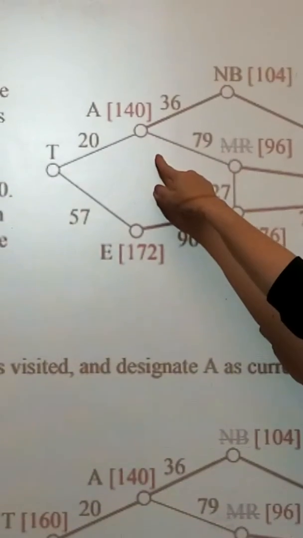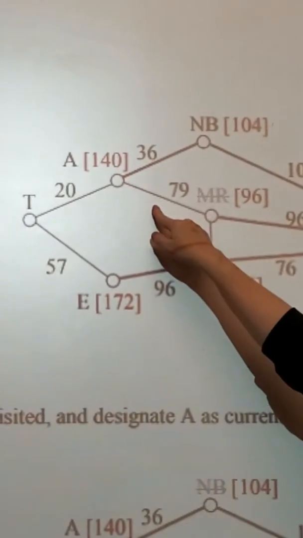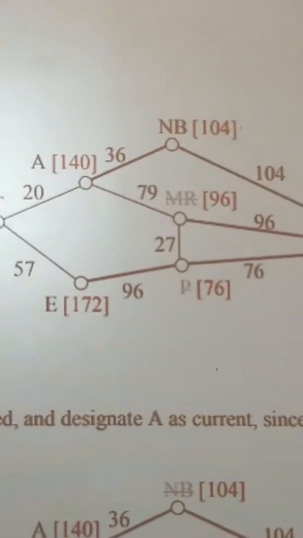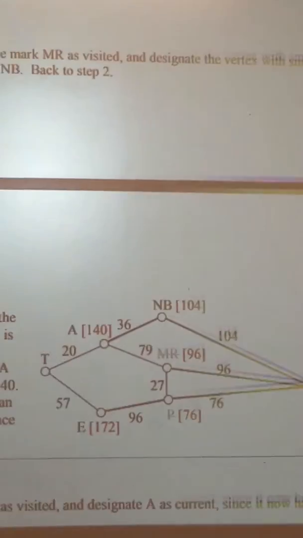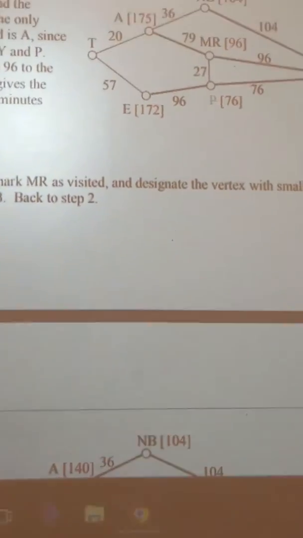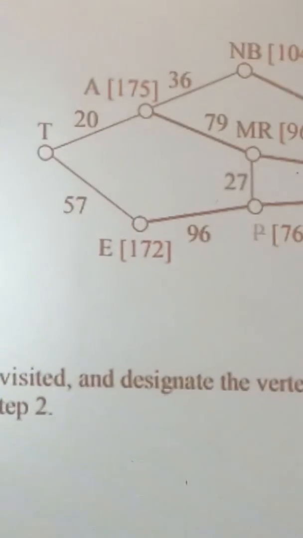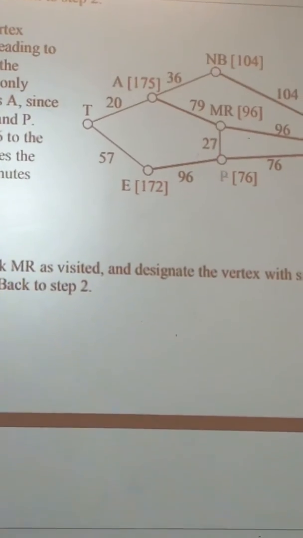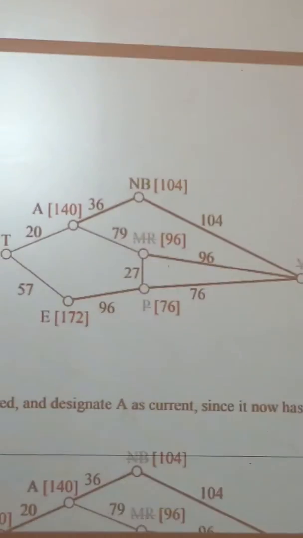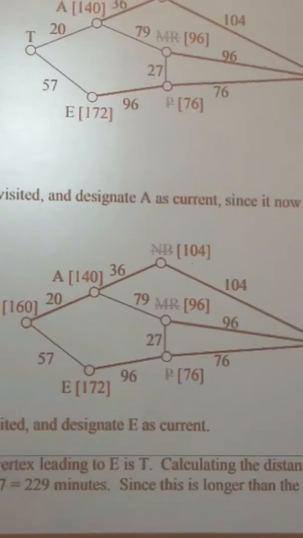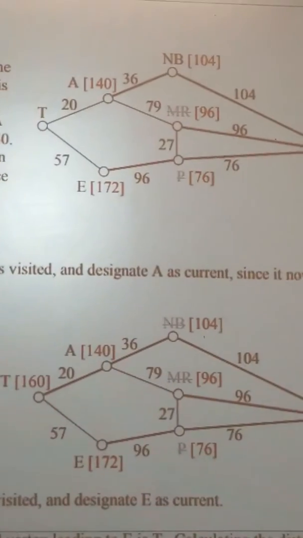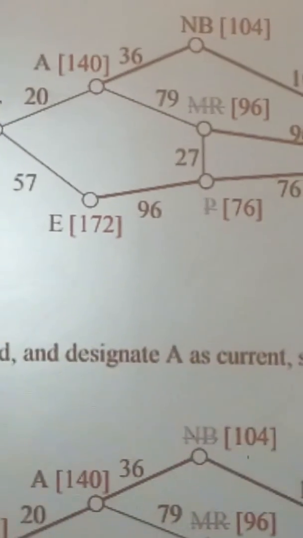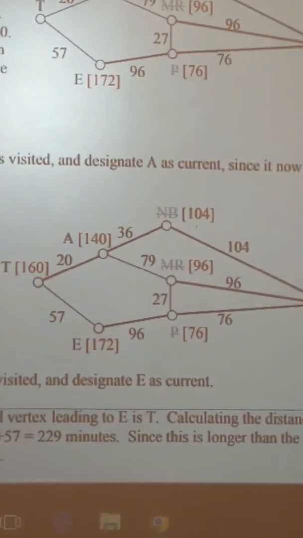Since this distance is shorter than the previous calculated distance, we can replace it, okay? Because the previous calculated distance to A, let me scroll back up, was 175. See there? It's 175. So now, when we add Yakima to North Bend, it's 104. North Bend to Auburn is 36. That comes to 140. Now we can replace that distance because it's less. All right? We replace it. We mark North Bend as visited and designate A as current since it now has the shortest distance.